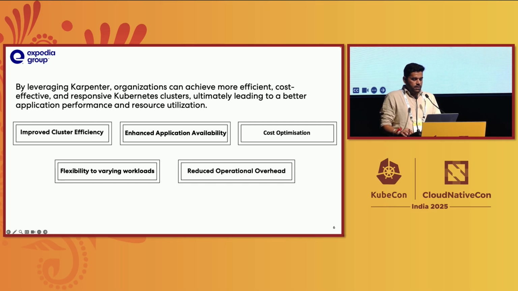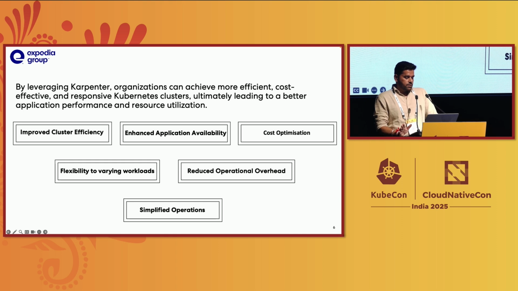Then reduced operational overhead: it is highly adaptable whether you are running bursty jobs or long-running services, anything. And simplified operations: all of this leads to simpler cluster operation, especially when paired with tools like provisioner, consolidation logic, and disruption budget. In short, Karpenter is not just about auto-scaling, it's about making our Kubernetes infrastructure smarter, leaner, and more developer-friendly.